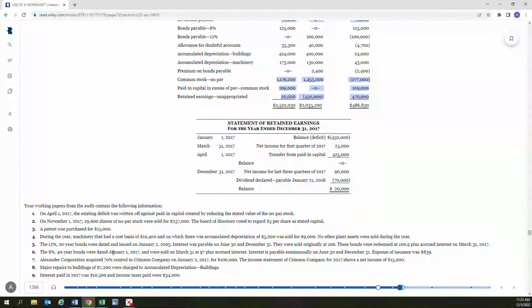Okay, so the next item, and again, we have 5 and 6 to do at the end just because they're a little stressful, so I'm going to wait. Number 8 says major repairs to buildings of 7,200 were charged to accumulated depreciation of the buildings. Okay, so this is not just regular repairs, these are capital expenditure. And if you remember from way back then, the capital expenditure is something you can capitalize and then depreciate over time. So the way we're doing this is as a reduction of accumulated depreciation. So that increases the book value of the asset. So let's go ahead and do that.